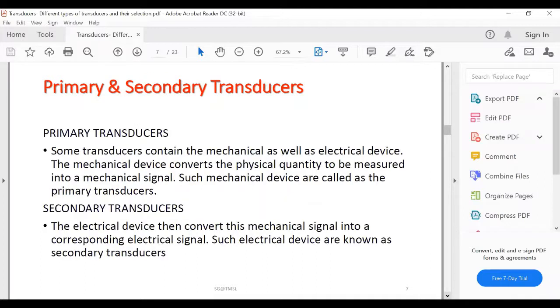Next is the primary and secondary transducers. So what is a primary transducer? Some transducers contain both a mechanical and an electrical device, and the mechanical device converts the physical quantity to be measured into a mechanical signal. Such a mechanical device is called the primary transducer. In the case of secondary transducers, the electrical device that converts this mechanical signal into a corresponding electrical signal is known as the secondary transducer.